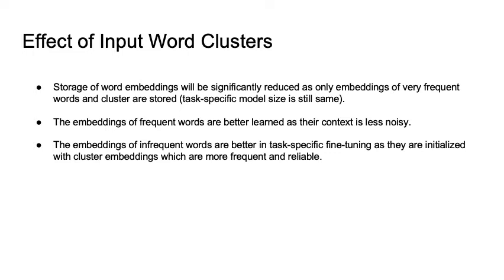The second one is that the embeddings of frequent words are better learned. This is because their context is becoming less noisy, as many infrequent words are replaced by their clusters. The clusters will be more frequent and reliable. And the third one is that the embeddings of infrequent words are better in task-specific fine-tuning, as they are initialized with their cluster embedding, which again is more frequent and reliable. We will show this in the ablation study.